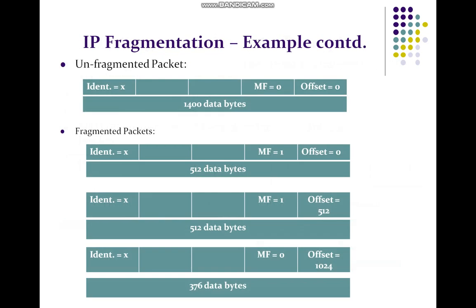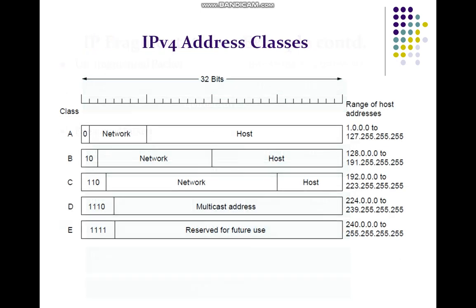IP fragmentation: a fragmented packet. So the total 1400 bytes will be fragmented into smaller pieces. We have 512 bytes, 512 bytes, and 376 bytes.